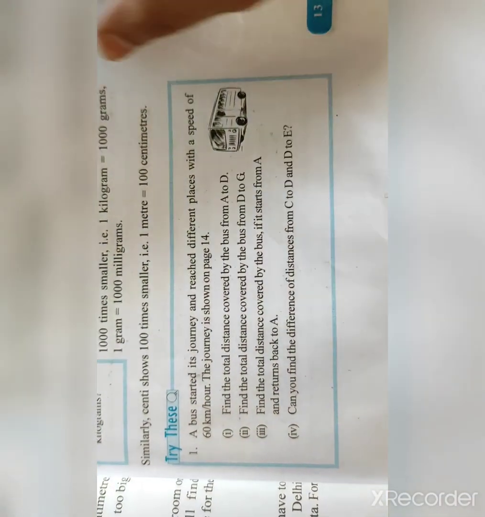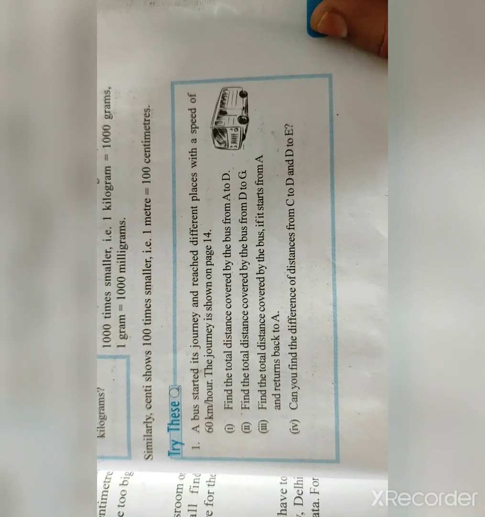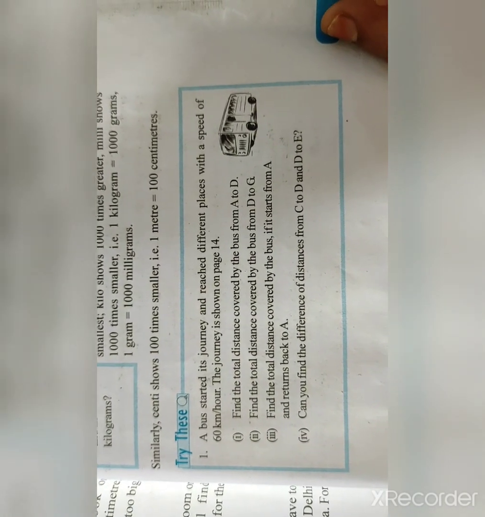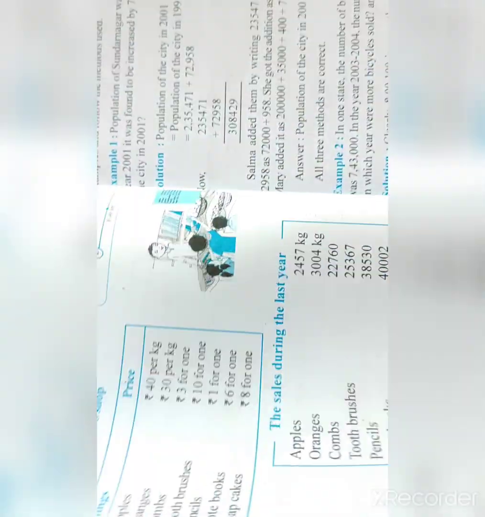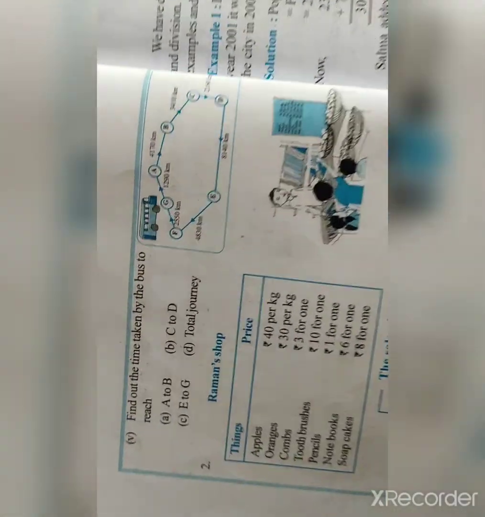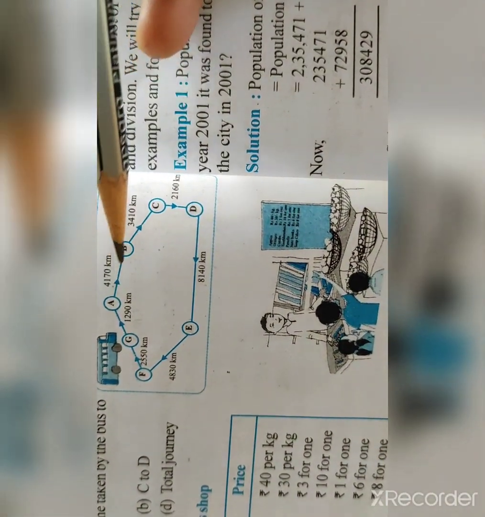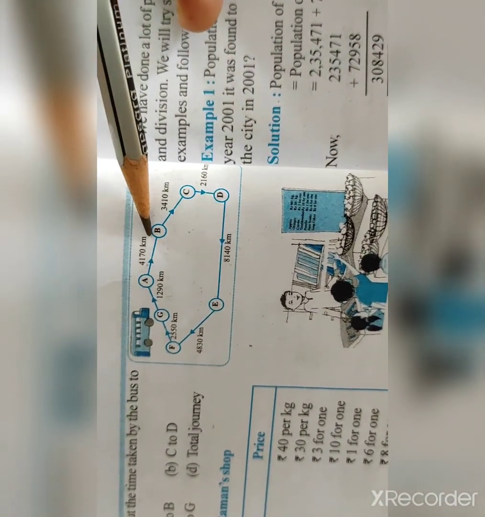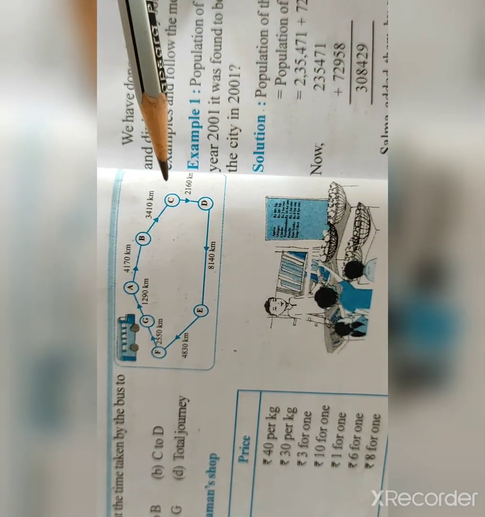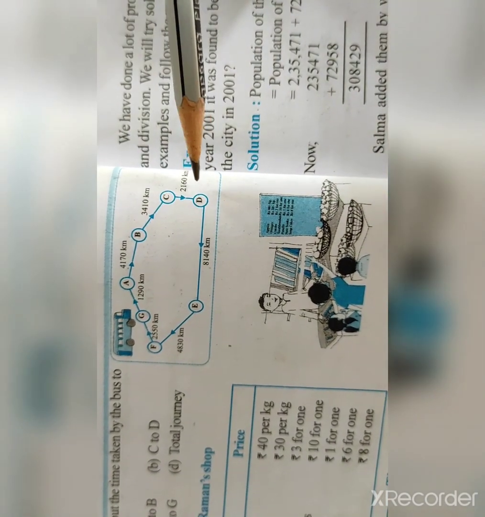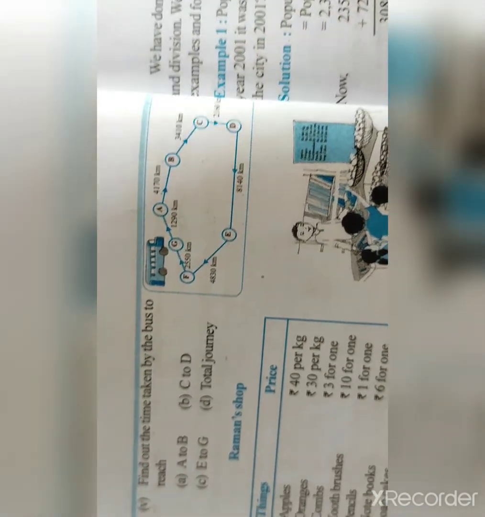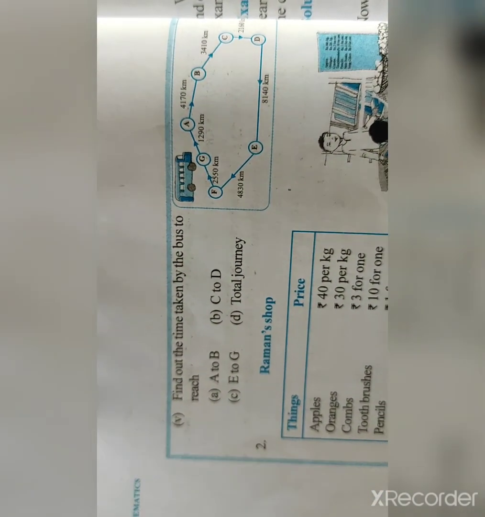So what you will do, with the pencil only in the textbook. We have to calculate the total distance from A to D. So A to D, add this: 410 kilometers plus 3410 kilometers plus 2160 kilometers. Whatever answer you are getting, that is the final answer.